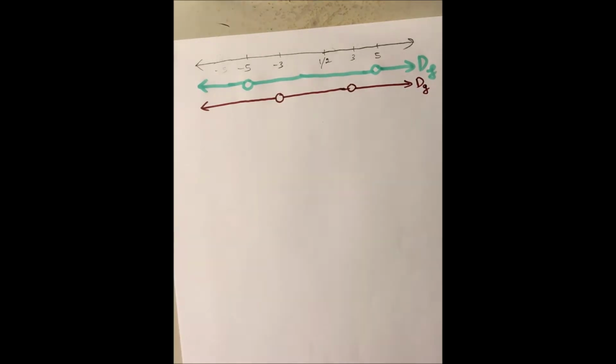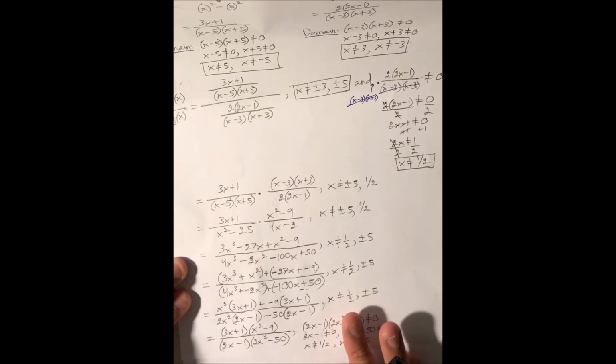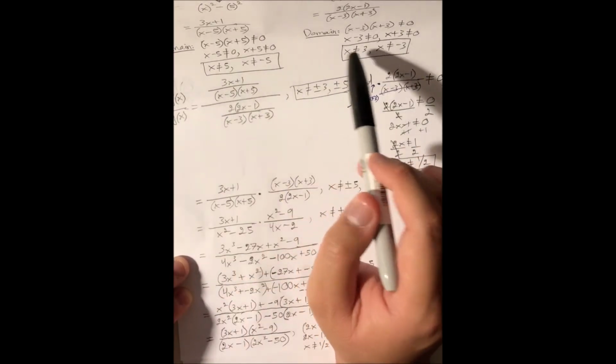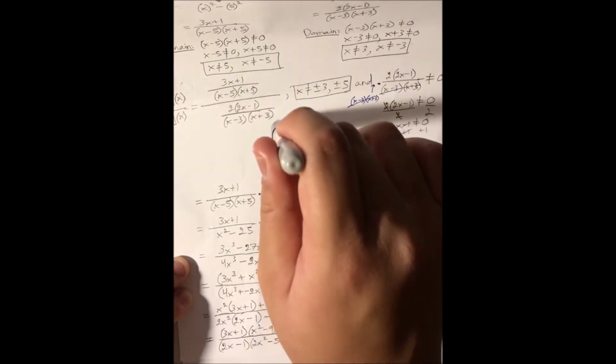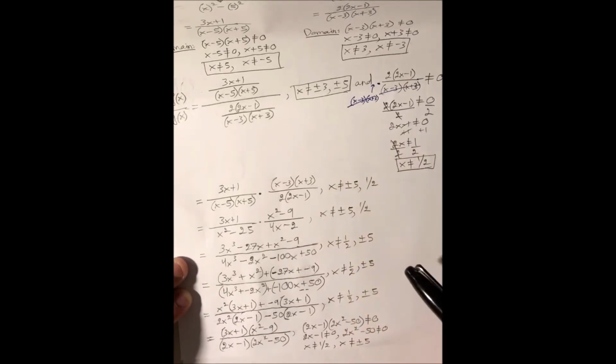The quotient f over g, well, if we take a look, for the domain of the quotient f over g, we had to collect all of the restrictions from the domain of function f, from the domain of function g, and from every step of the simplification process from the beginning all the way to the end. By taking a look at everything, we can tell that all of the restrictions are just ±3, ±5, and 1/2, just as we've shown here.